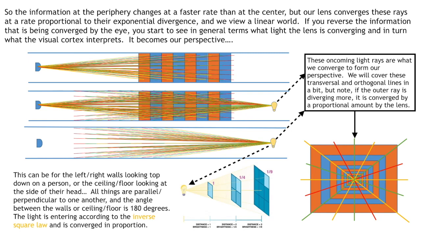There are transversal lines within this. These are the rectangular portions of this view, and the light rays that are coming off over here, the red and green and yellow radiating light rays, essentially become somewhat of orthogonal lines, but we'll cover that as we go.